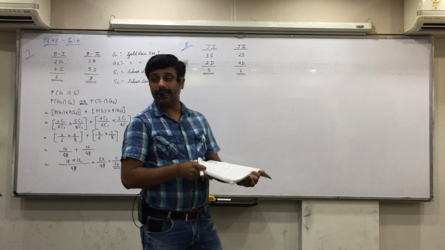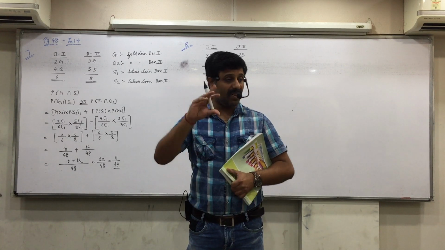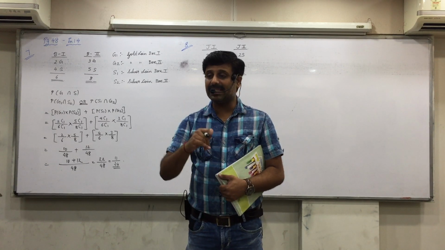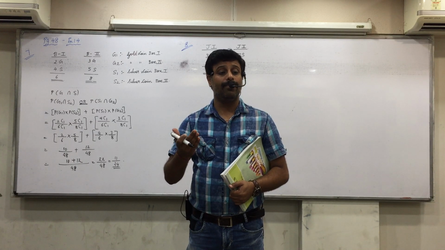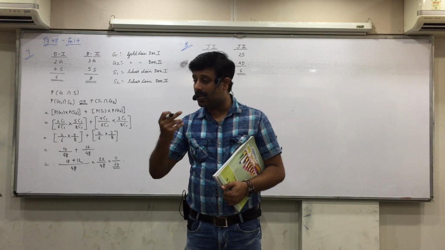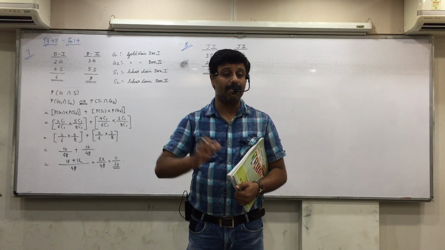First, what we are doing is selecting one joint family. There are 2 joint families, so first we select a joint family. Now there are 2 possibilities. Either you select joint family 1 or you select joint family 2. So what will be the probability of selecting any of the 2 joint families?